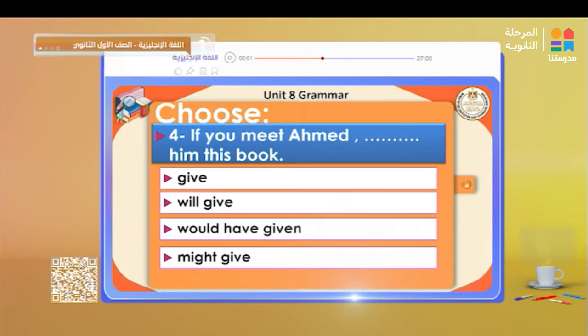Let's look at some examples. If you meet Ahmed, him this book. So if you meet Ahmed, give him, will give him, would have given, or might give. Of course here we don't have a subject, so we can't use will. If I had, for example, you, I could say you will or you can or you should, but since there is no subject, I will use the imperative form, the order form that we talked about. So if you meet Ahmed, give him the book. If you meet Ahmed, give him the book.